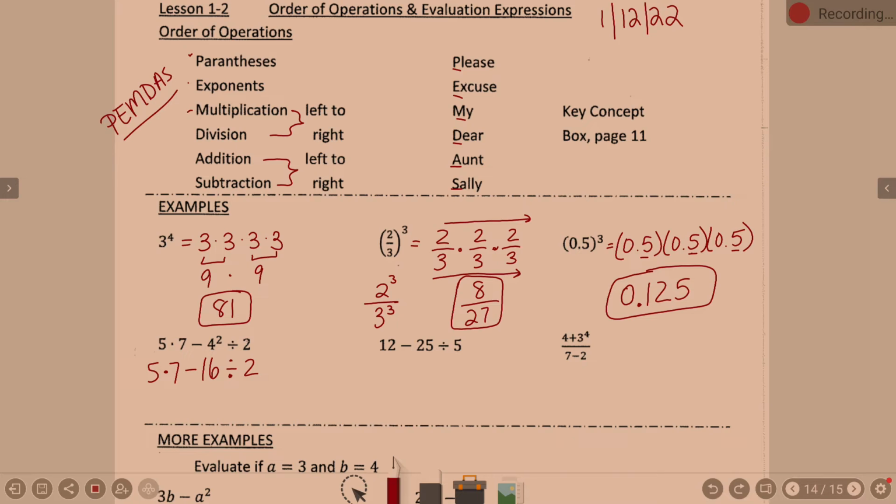except it's not just multiplication. It's division. Multiplication and division, left to right. Now, in this case, it really wouldn't matter. But what can I multiply? What comes first? The 5 times 7. What is 5 times 7?